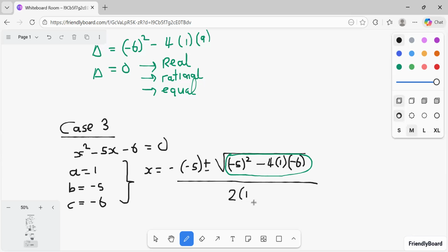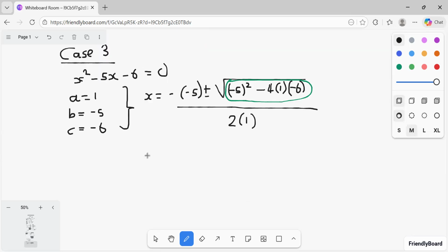All right, so this then simplifies to x is equal to 5. The minus and the minus becomes a positive 5. And then this is plus or minus the square root of 49. This 49 here is our delta. And 2 times 1 is 2. So I already know what my delta is. My delta is 49.